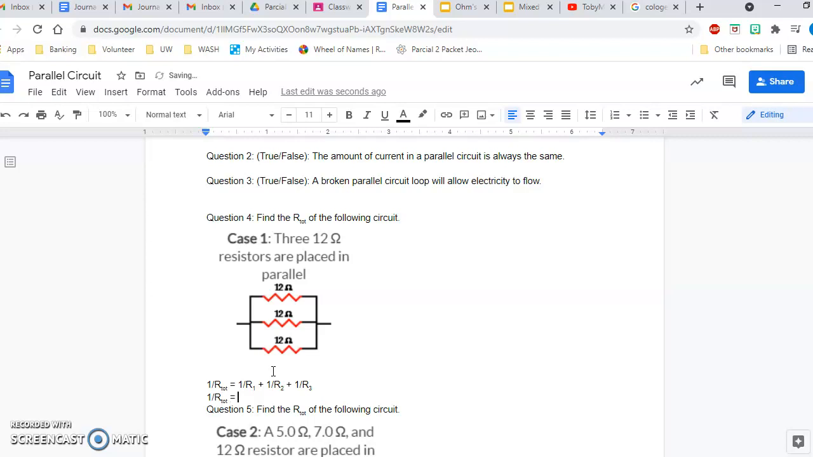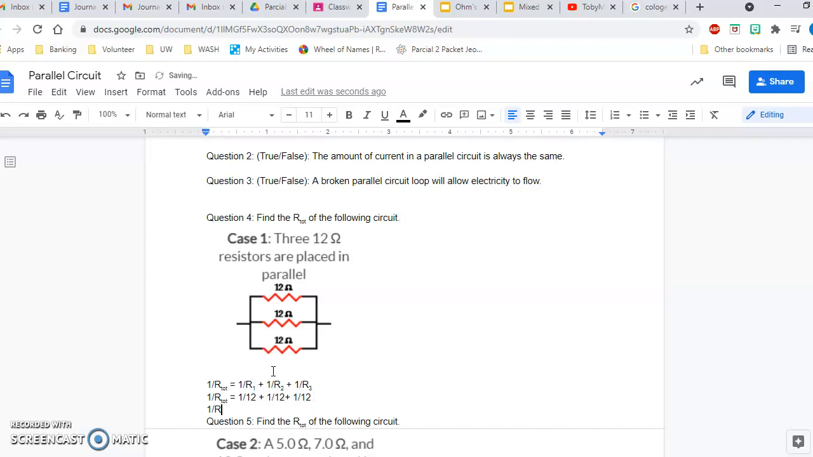So our total is going to be equal to 1 divided by 12 plus 1 divided by 12 plus 1 divided by 12. And again, you guys are really, really good at addition. I know it. So everyone is telling me that 1/12 plus 1/12 plus 1/12 is 3/12.